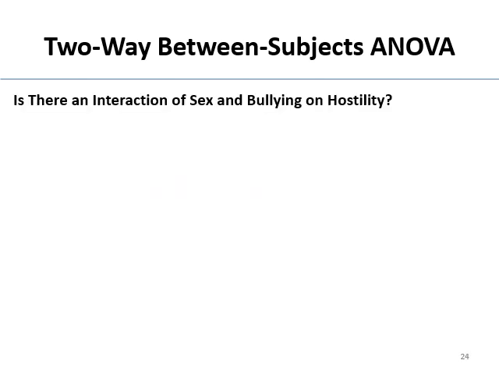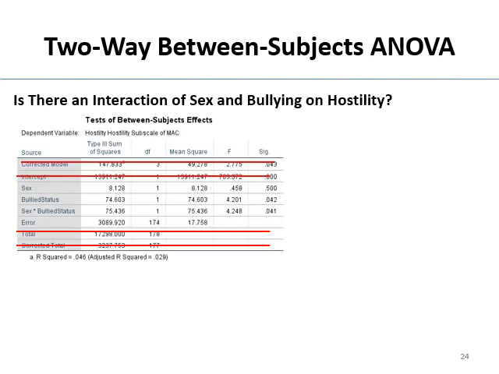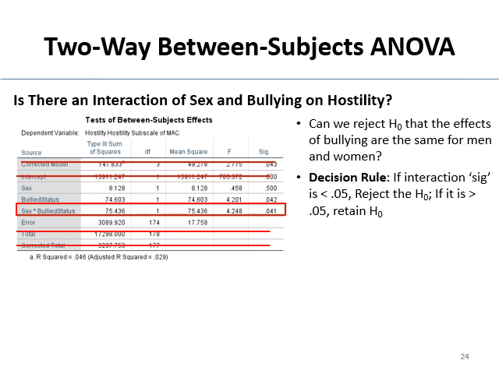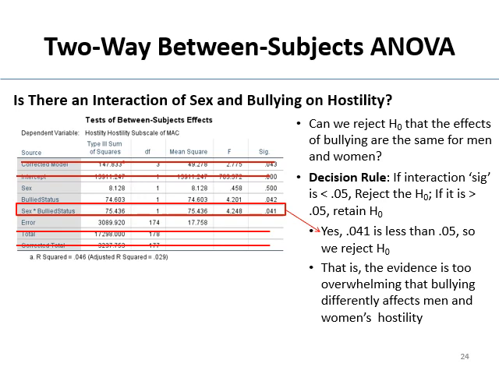Okay, here's the fun one, right? This is: are the effects of bullying different for males and females? That is the interaction effect. Where's that? It's on the line that is sex times bullied. Can we reject the null that the effects of bullying are the same for men and women? It's less than 0.05, right? So yeah, there's some sort of effect, meaning the effects of being bullied were different for men and women. That's what this means.